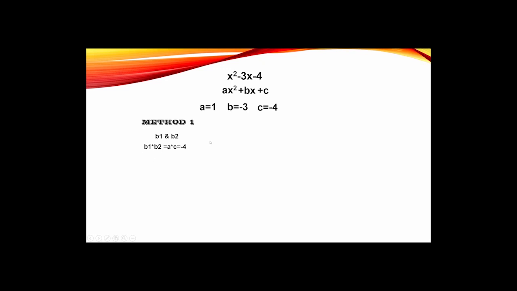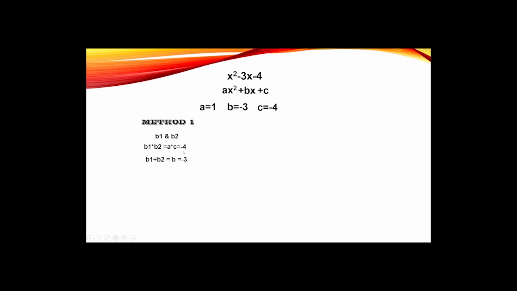And the other condition is that b1 plus b2 is equal to b, that is, equal to minus 3. These are the two conditions that have to be satisfied. So think about which are the two numbers. Now we can take two numbers, 4 and 1.